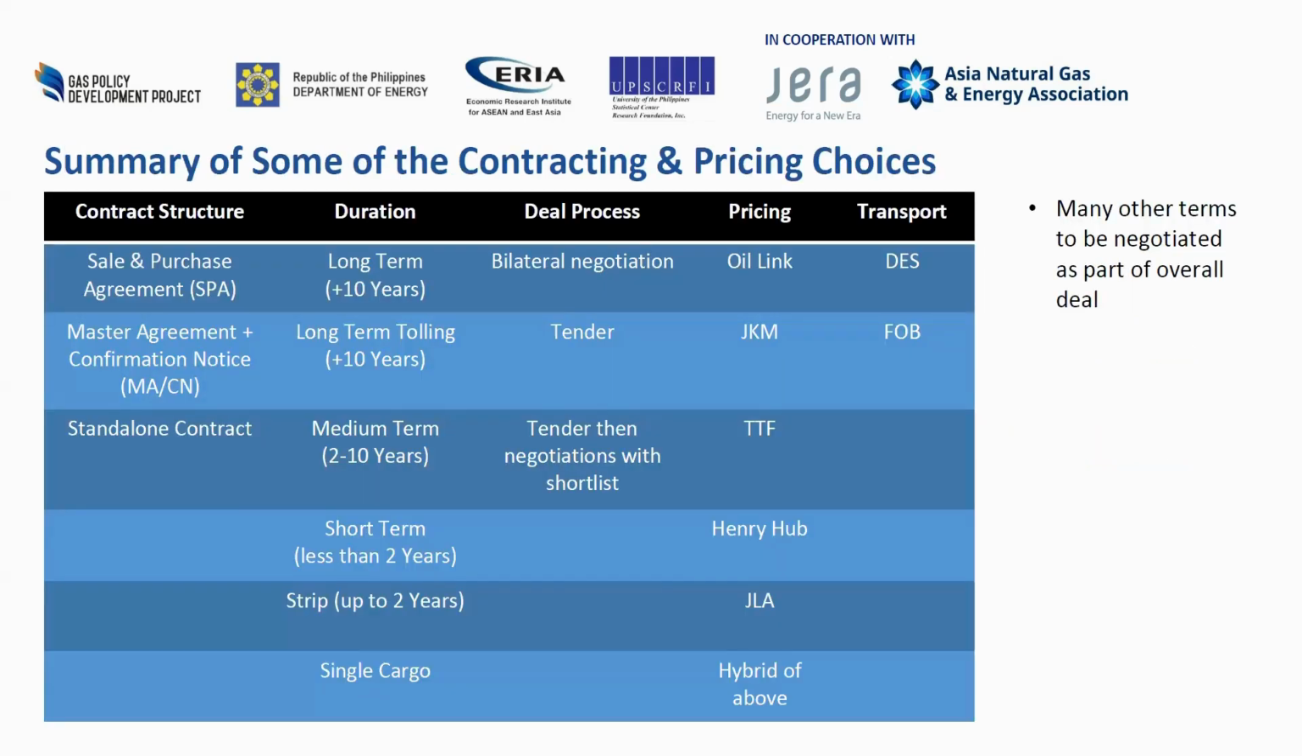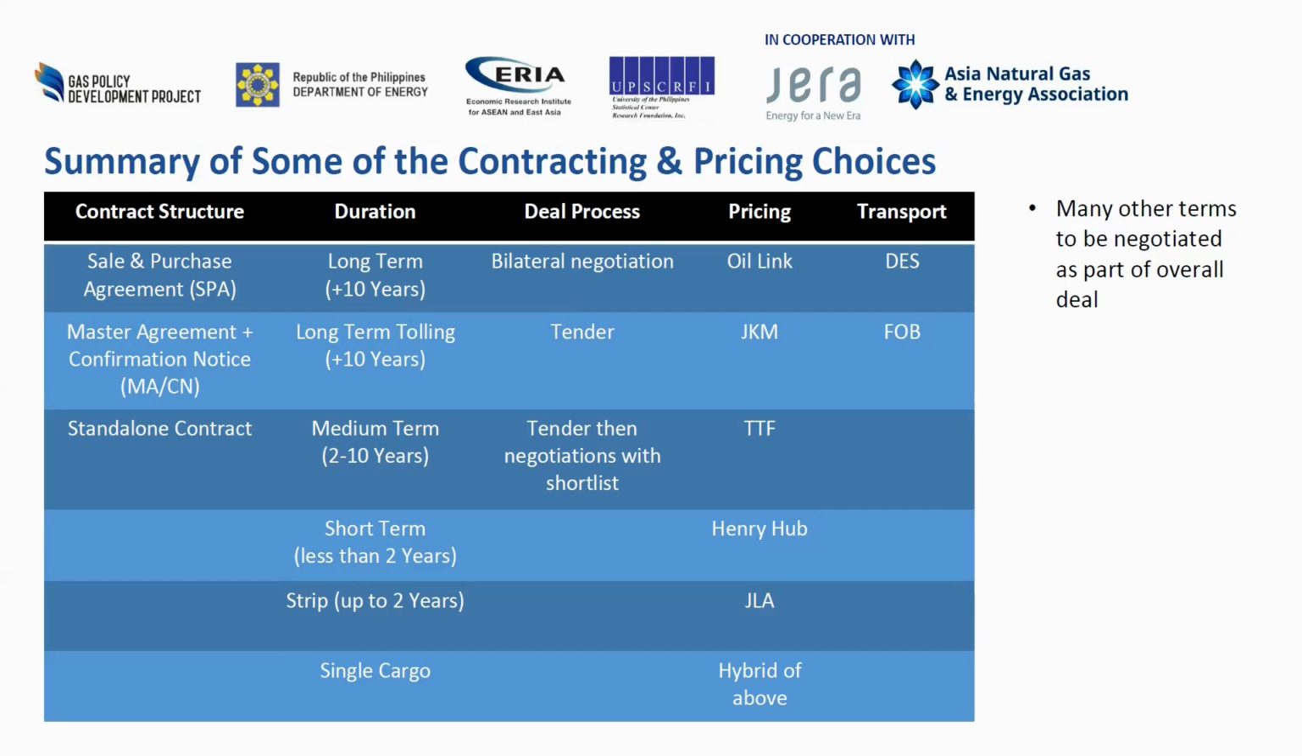Now we look at things you have to think about when you're contracting. I'll run through this quickly because I'm not sure anyone here is really going to be contracting. Of the various types of agreement, we talked about the long-term sale and purchase agreement, the master agreement, which is the simpler one, and then the standalone contract. You have to think about things like duration: how long do you get to make it? Are you going to tender it? Are you going to do a bilateral negotiation? Are you going to tender and then shortlist? What pricing do you want? You've got all those options in terms of price, which will give you very clear outcomes. Are you going to pick it up in a ship? Do you want it delivered to you? Those sorts of things, and there are many others.